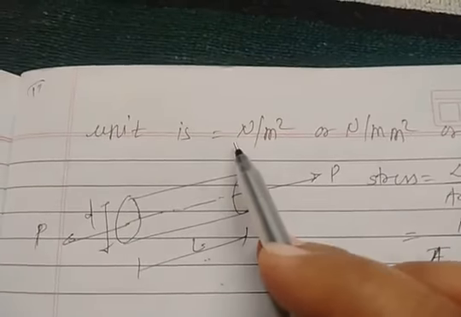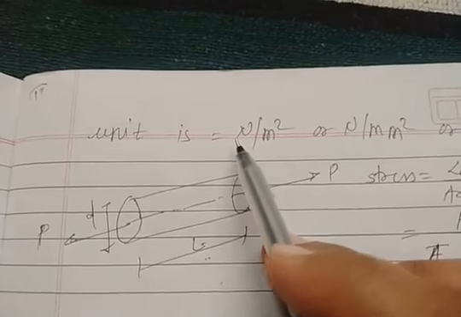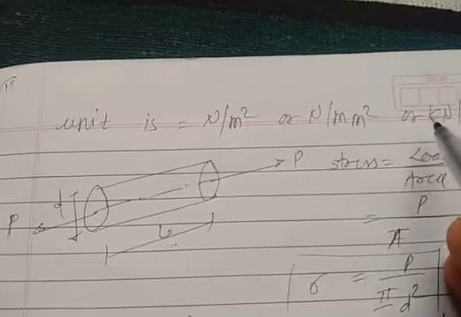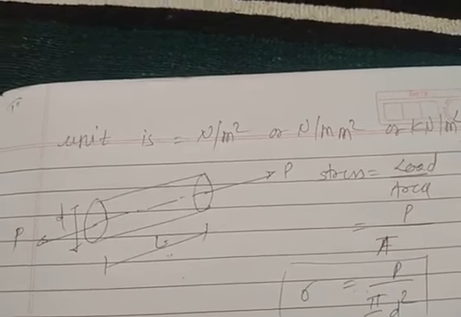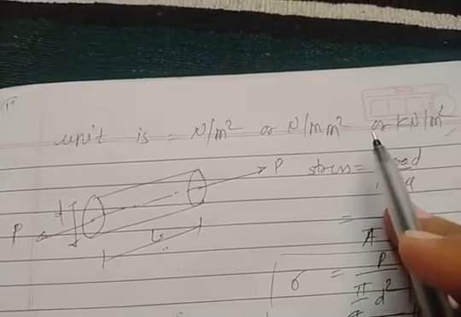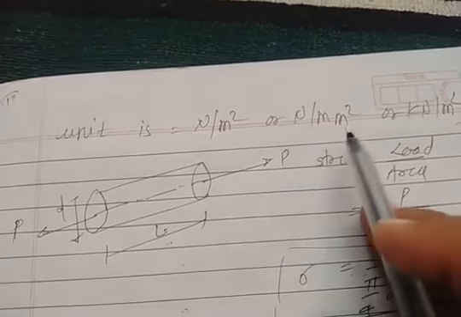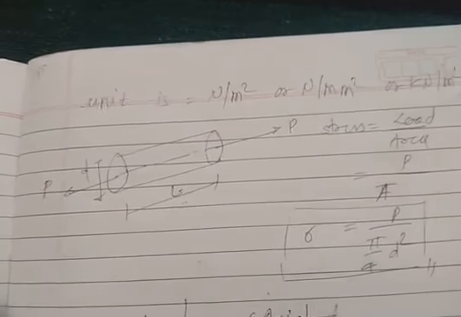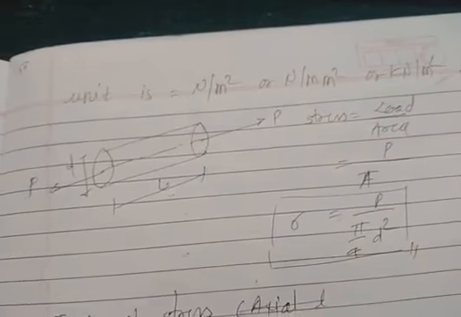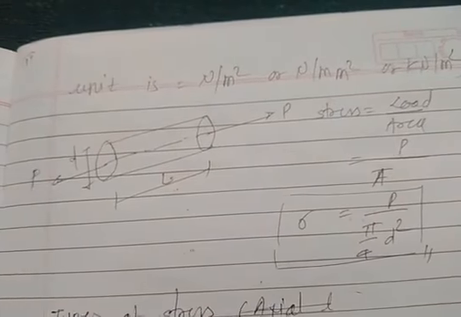The unit for stress, as we know, is the ratio of load upon area. Load is calculated in Newton or kilonewton, and the unit for area is meter square or mm square. So Newton per meter square and Newton per mm square are the different units for stress.